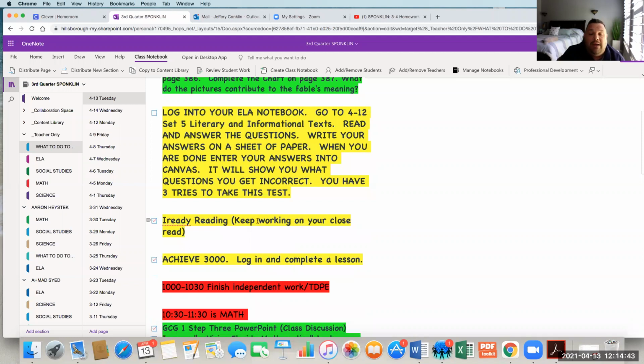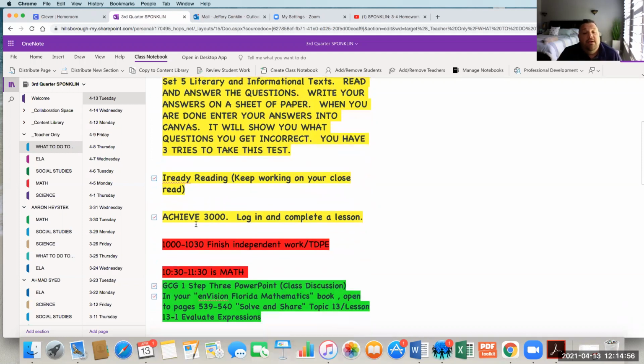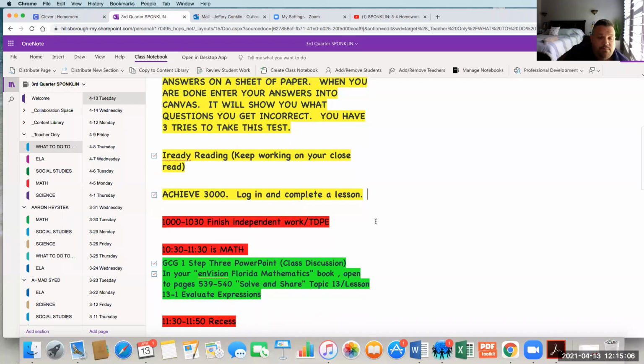Keep working on your iReady. The close read has to be done this week, the teacher assigned close read. We told them you probably don't have much time to work on this today. You'll have more time tomorrow and the next day. But if you're bored today, you can work on that. Remember, our goal is to achieve 3,000 lessons by the end of the week. It's on the schedule every day. Right now, only about half the kids in here are logging in and doing any of it.